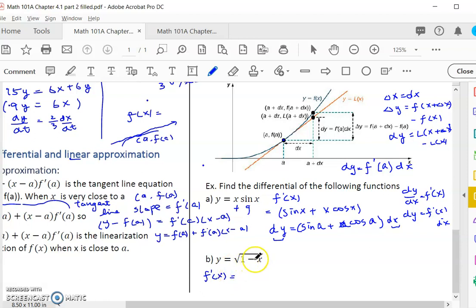So this is the chain rule, right? 1 minus x to the power 1/2. The outside function is the square root function. So you say 1 over square root of 1 minus x, so 1 minus x to the negative 1/2, and then do the derivative times negative 1. So it becomes negative 1 over 2 square root of 1 minus x. So what's my dy? What's my differential? My differential would be dy equal to negative 1 over 2 square root of 1 minus a, whenever you see x you change it to a, times dx, and that's it.